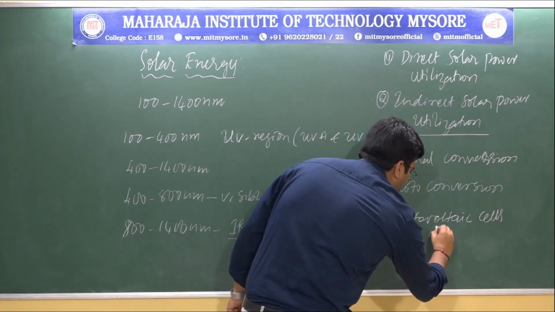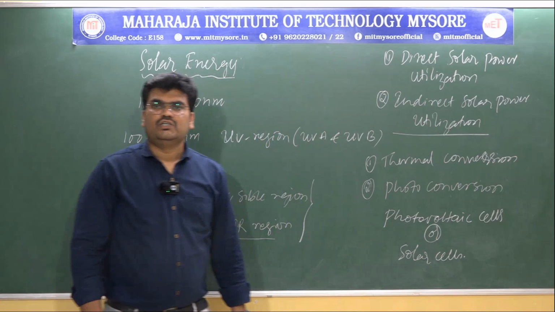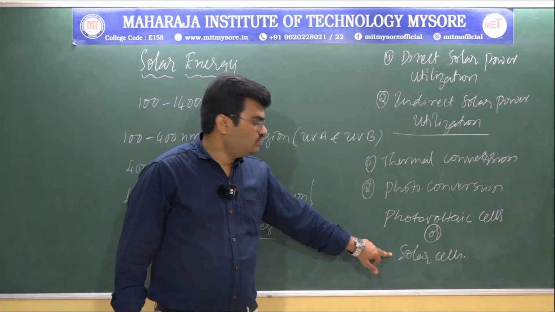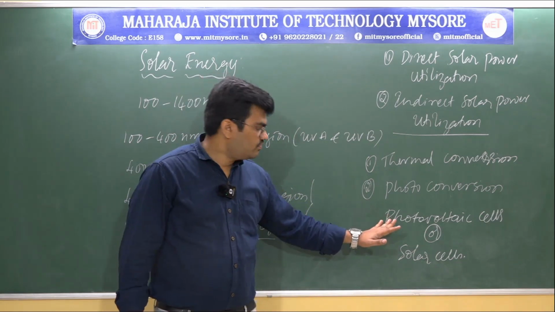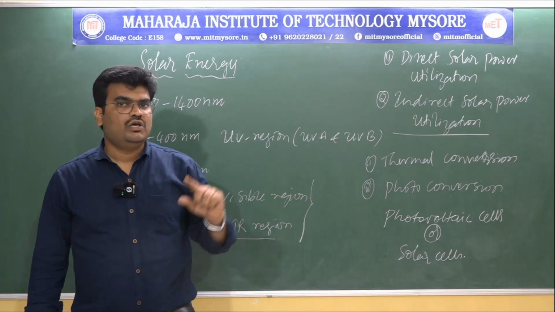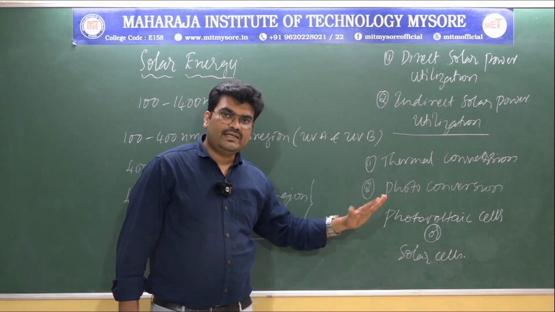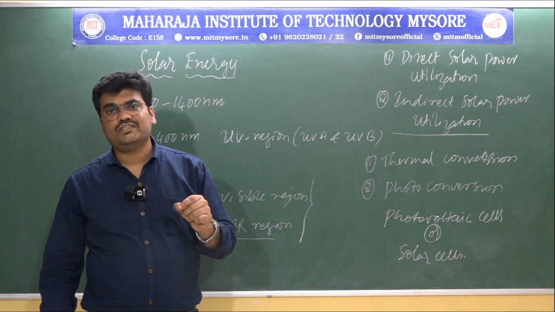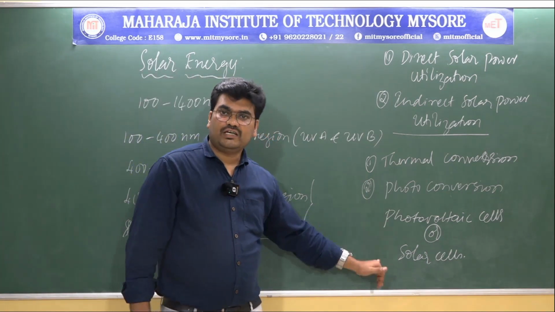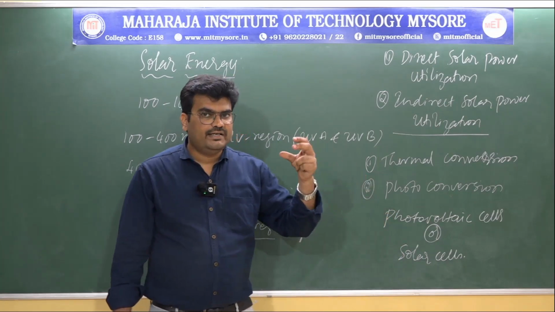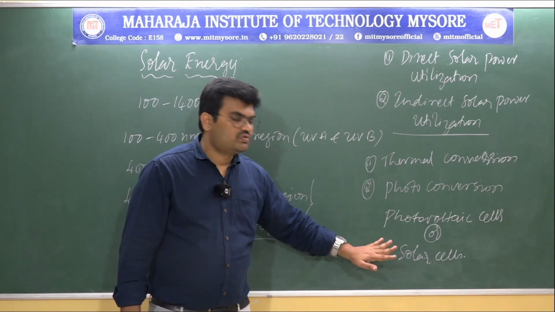They are also called solar cells, right? See, before understanding what these photovoltaic cells or solar cells are, actually the solar cells or photovoltaic cells are semiconductor devices which convert sunlight into direct current electricity. So that's why these are semiconductor devices. You need to have a little bit of an idea about what semiconductors are in order to understand these photovoltaic cells or solar cells properly.